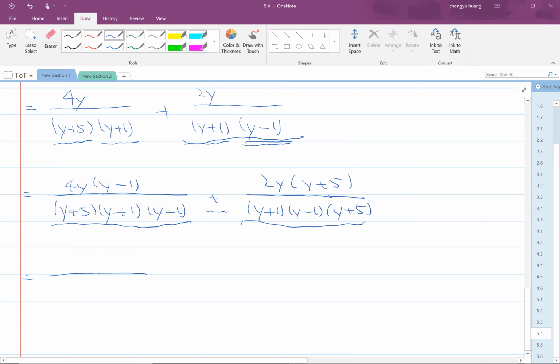So now we are actually able to do the addition over here, right? First you write down the common denominator, and then you simplify the top part. The simplified top part will be 5y squared minus 4y, and then you're doing addition. On the other side you have 2y squared and then you add 10y. Okay.